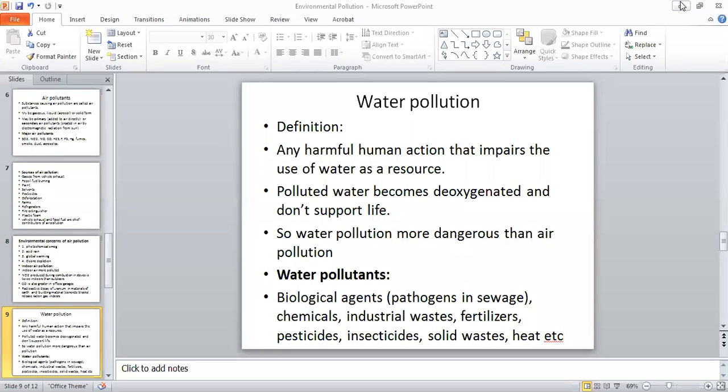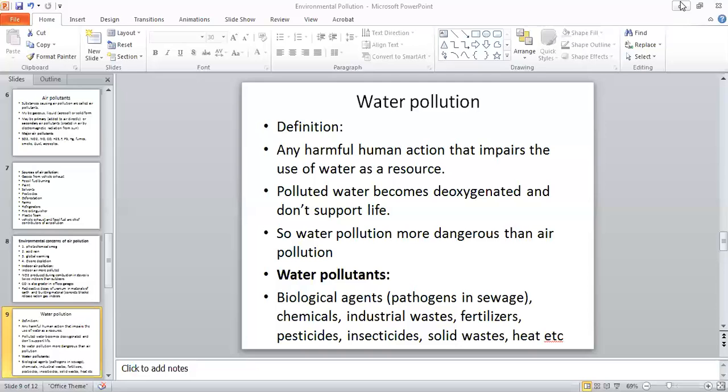And the polluted water becomes deoxygenated. Deoxygenated means that it will be devoid of oxygen. There will be no oxygen in the water, as a result of which the aquatic life will not be able to survive, because उनके breathing के लिए वहाँ oxygen ही नहीं है, तो वो वहाँ पे survive नहीं कर पाएंगे, perish हो जाएंगे. So water pollution is more dangerous than air pollution. देखें air pollution, एयर की क्वालिटी कुछ खराब हो जाए फिर भी आप उसमें ब्रीथ करते रहते हैं, लेकिन जब वाटर जो है it becomes devoid of oxygen, तो won't be able to support the life altogether.